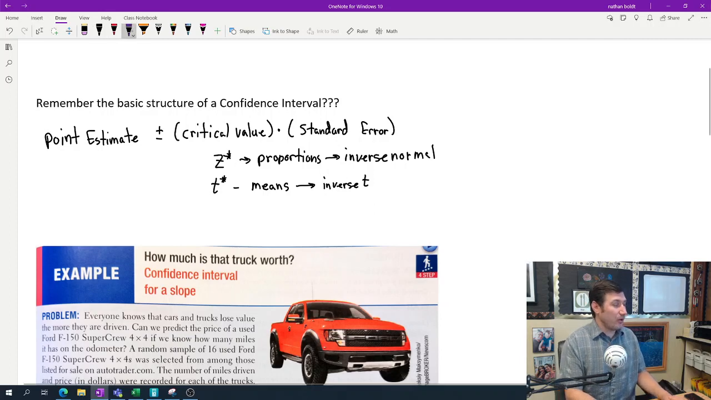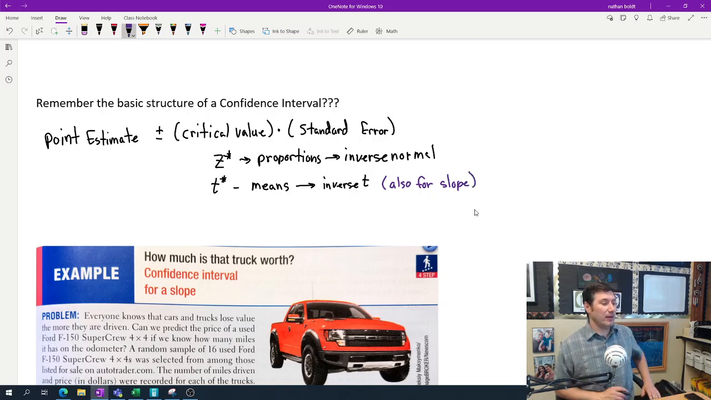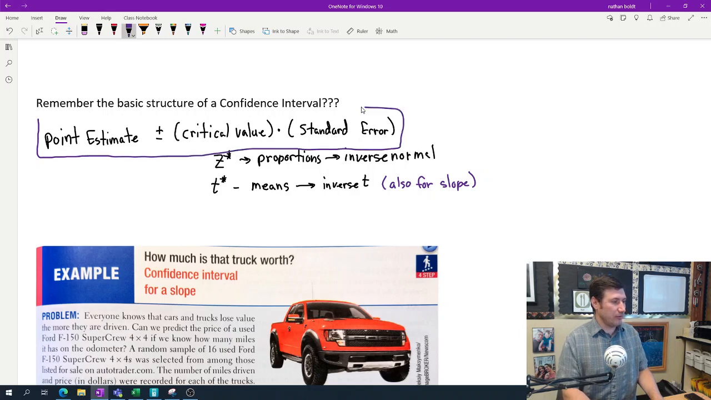This is also the one we are going to use for slopes. So also for slopes, we have to use the t star. I don't want to get into why. The book glosses over it pretty quickly, so I don't think it's super important for us to really know the inner workings of why it's a t star instead of a z star. But this is, again, the general structure of the confidence interval.